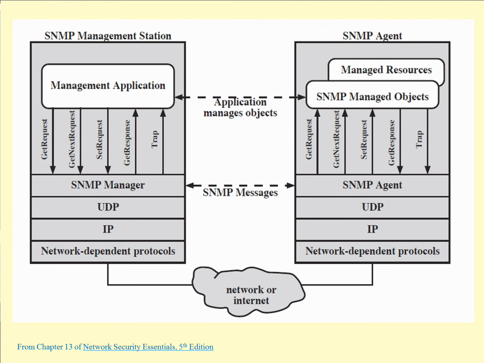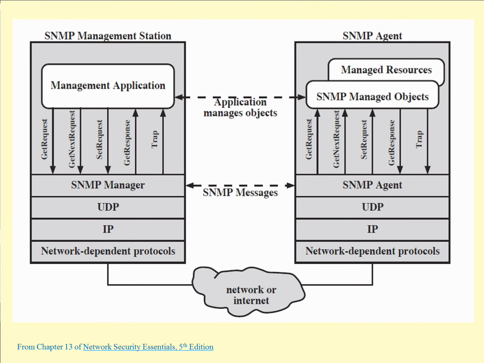Comes back up through on the right side in the agent, the network dependent protocols, up through IP, UDP, back to the SNMP agent now. So you can see that dotted line drawn that says SNMP messages between the SNMP manager and the SNMP agent. Whenever you see that dotted line drawn between two protocol stacks, that should tell you that those are actually communicating end to end rather than communicating point to point like we would have with IP or MAC or any of those network dependent protocols. So those are communicating end to end.